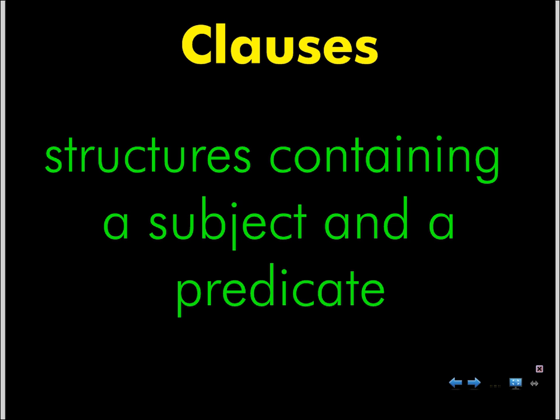Implied you and run. So you is the subject, run is the predicate. That is a complete clause because it has both subject and predicate. The subject is merely implied. So your clause is a structure containing a subject and a predicate. Very simple. But I don't want you to make a number of mistakes.